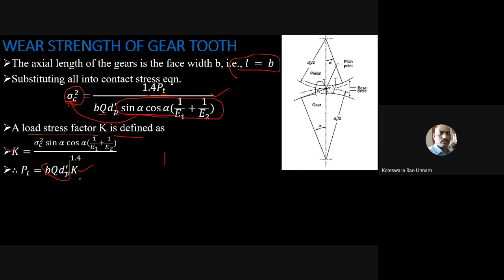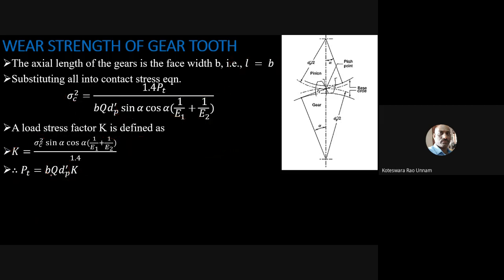The reason we are writing it like this is just similar to our beam strength equation. The beam strength equation we wrote is something like m into b into sigma b into y. So here also, in a similar line, we want to write something like that. That's why we substituted this K for this expression, and we wrote the Pd as something like this.